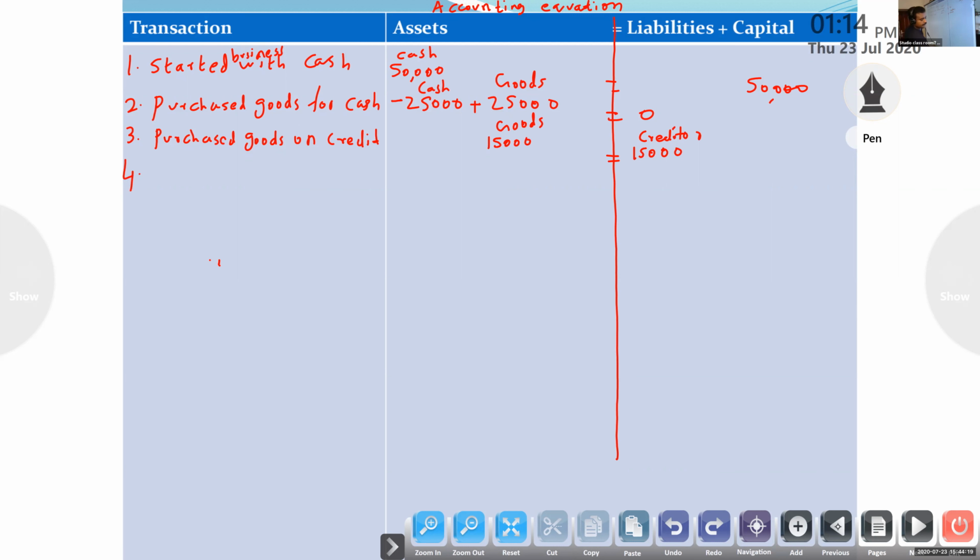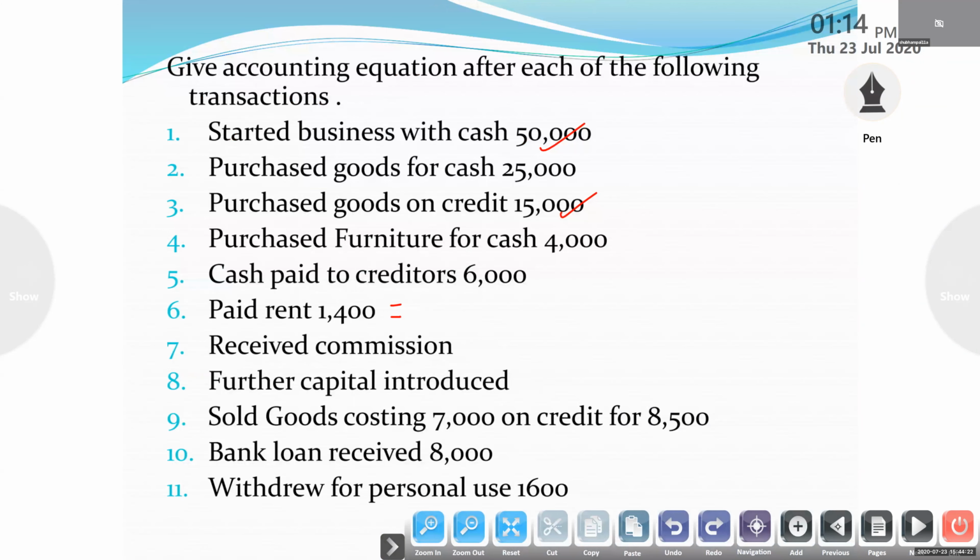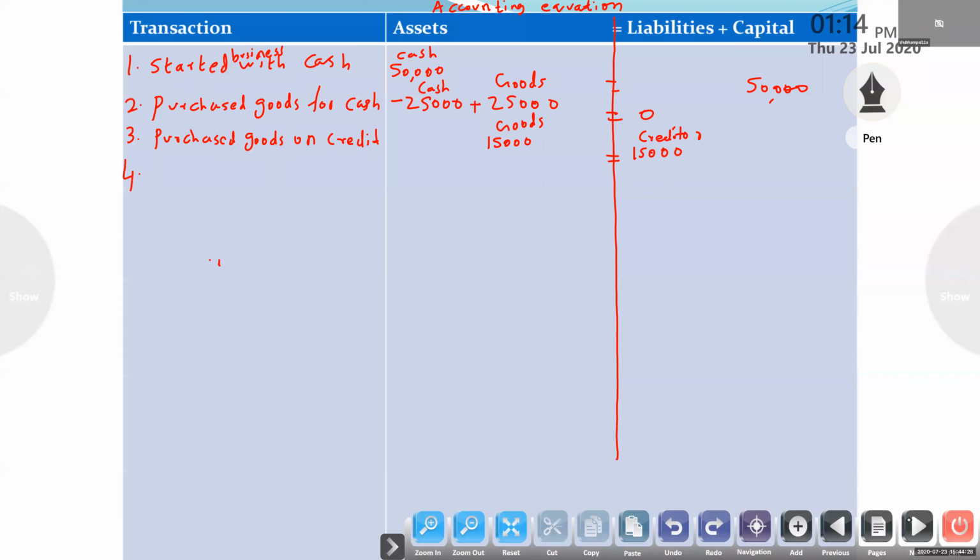Next, fourth one: purchased furniture for cash, 4,000. Purchased furniture for cash. Karthik. Sir, 4,000, cash and furniture. Cash minus, then furniture plus. Yes, furniture plus. Very good.